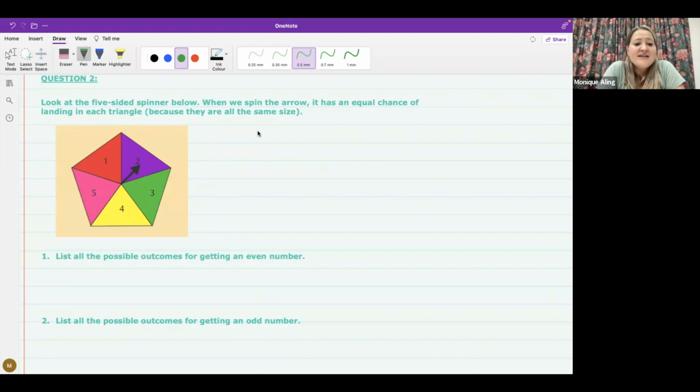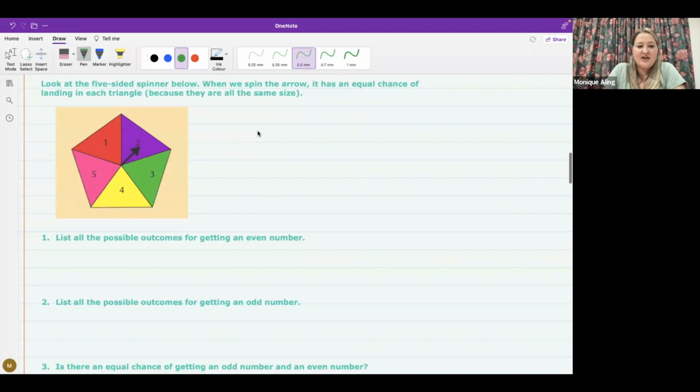Says, look at the 5-sided spinner below. When we spin the arrow, it has an equal chance of landing in each triangle because they're all the same size. Okay, so we're looking at this spinner. It's labeled 1, 2, 3, 4. There are 5 equal sides. List all the possible outcomes for getting an even number. What do we mean by that? What are possible outcomes for getting an even number?